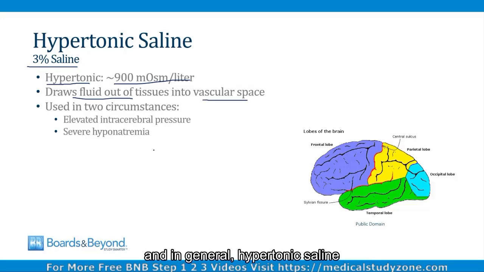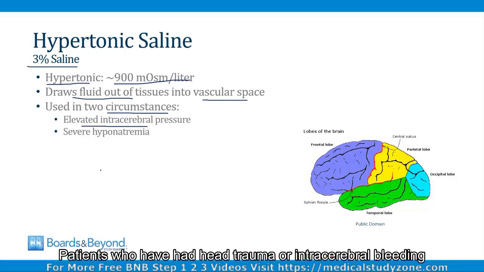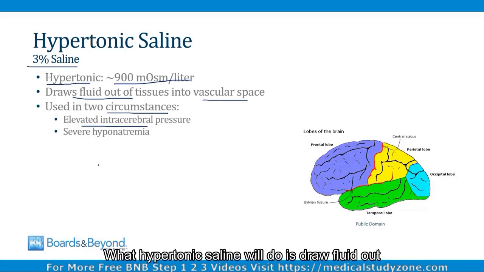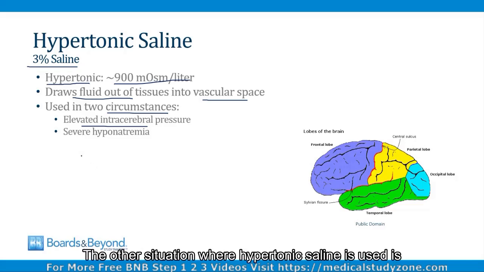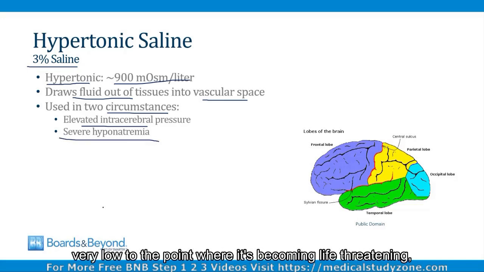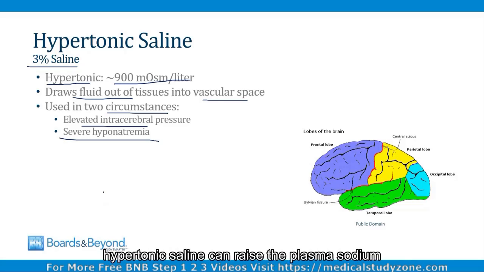And in general, hypertonic saline is only used in two circumstances. The first one is when patients have elevated intracerebral pressure. Patients who have had head trauma or intracerebral bleeding can have very high pressure in the intracerebral space. What hypertonic saline will do is draw fluid out of the brain tissue, and that will tend to decrease the intracerebral pressure. The other situation where hypertonic saline is used is in severe hyponatremia. In patients in whom the sodium is very, very low to the point where it's becoming life-threatening, hypertonic saline can raise the plasma sodium concentration back towards the normal range.